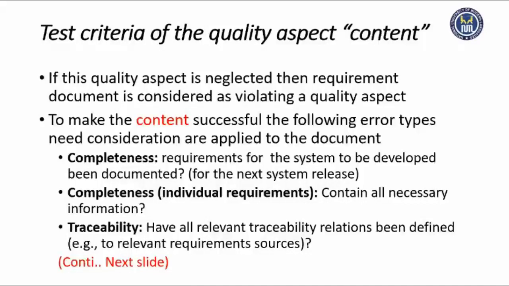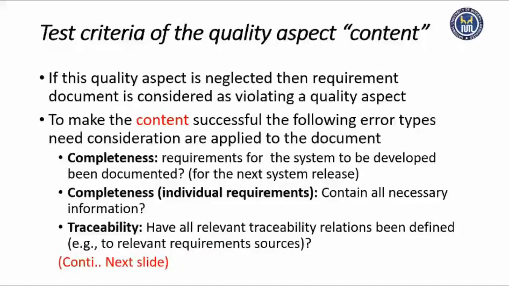Number 1 is completeness of the entire document and the project. Second is the completeness of the individual requirement, and third is the traceability. We'll discuss these further later. Completeness of the requirements means the requirements for the system to be developed need to be documented, like for the next releases. For individual requirements, completeness means containing all necessary information which is required by the requirement. Traceability: have all relevant traceable relations been defined, for example to relevant requirement sources?